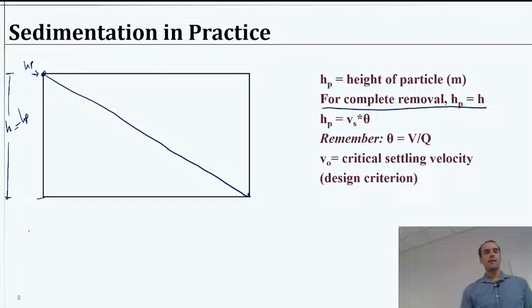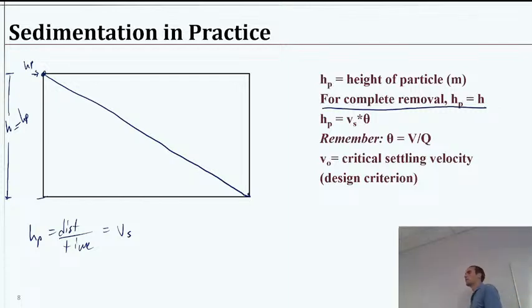So if we say we have to travel some distance, and we need to do that over some time, that's a velocity term, right? Distance per time. We need to figure out an arrangement such that this is the settling velocity of our particle. If we get our settling velocity, Vs, equal to the distance divided by the time that we have to let it settle, we're good.